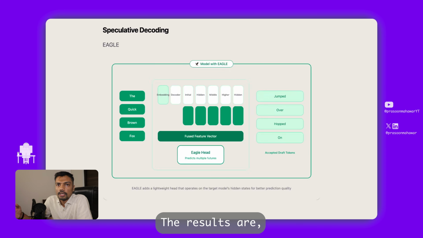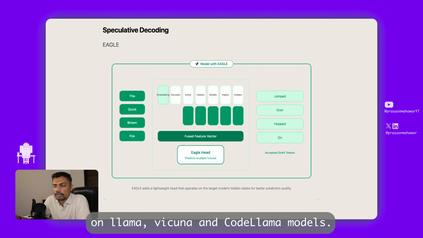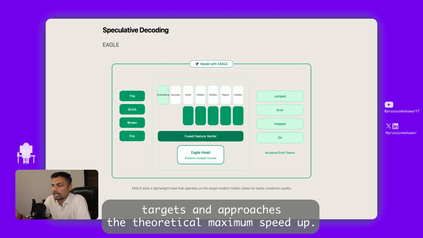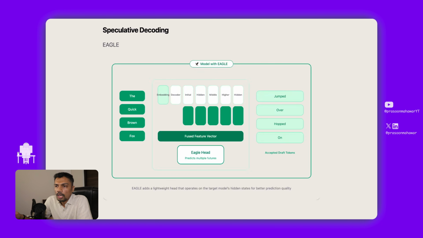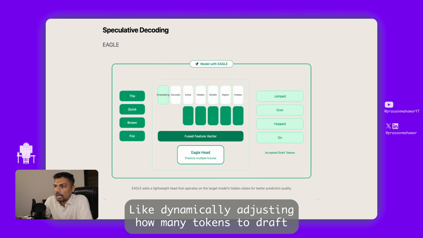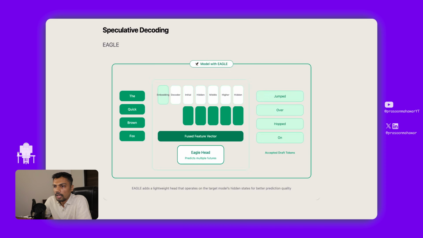The result is that Eagle achieves a 3 to 5 times speedup on Llama, Vicuna, and Code Llama models. It significantly outperforms standard draft target and approaches the theoretical maximum speedup. And the further improvement on Eagle was Eagle 2, which improves this with adaptive drafting, dynamically adjusting how many tokens to draft based on context difficulty.